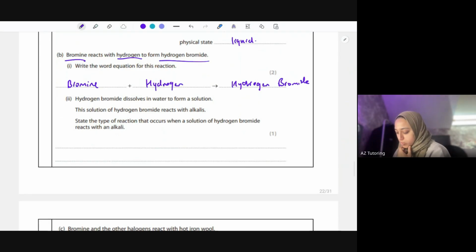Hydrogen bromide dissolves in water to form a solution. The solution of hydrogen bromide reacts with alkalis. Say the type of reaction that occurs when a solution of hydrogen bromide reacts with an alkali. That's a neutralization reaction that we spoke about before, where a salt and water will form, so neutralization.